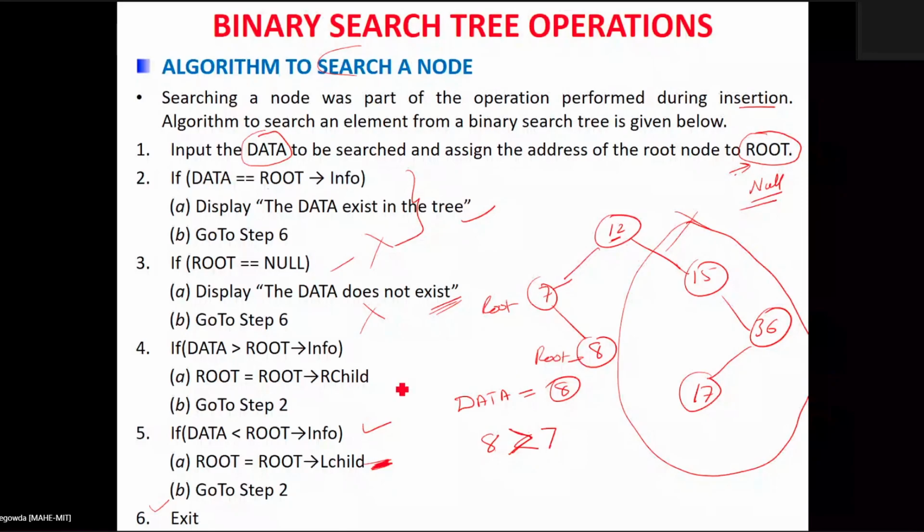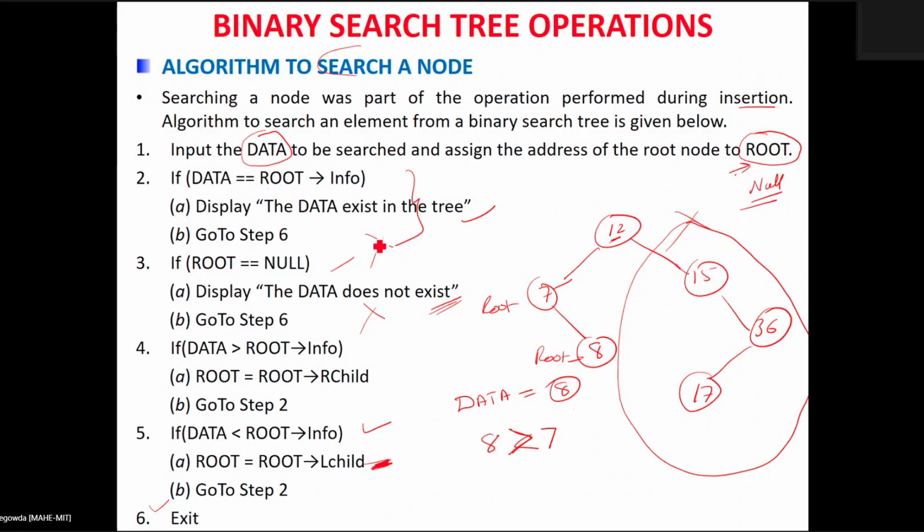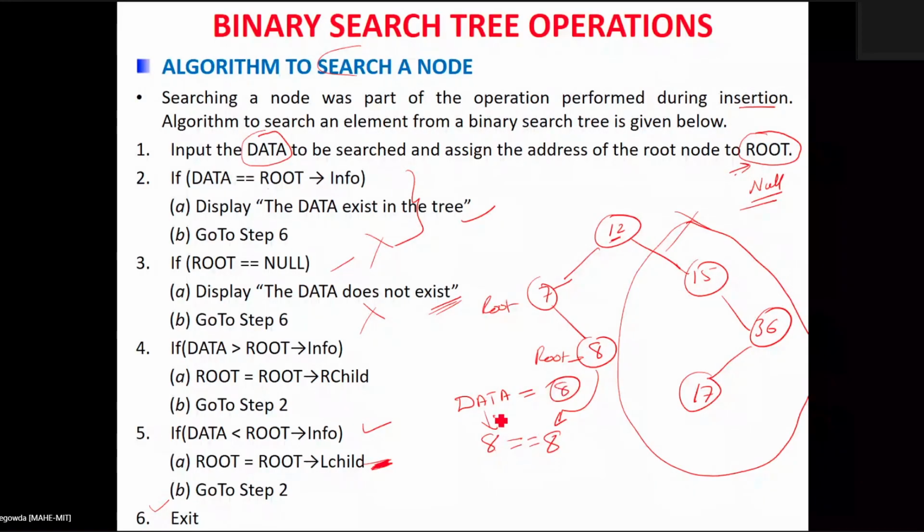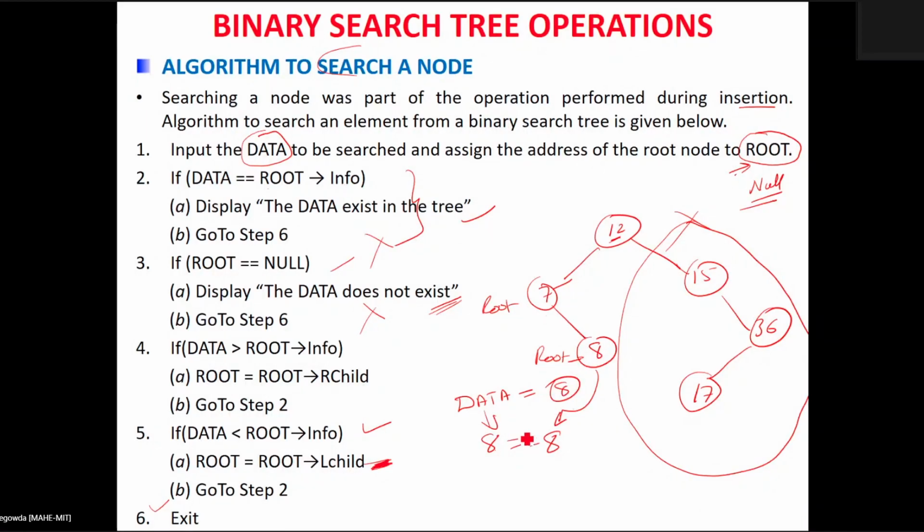When the root is pointing to this, again you go to step 2: data is equal to root points to info. Yes, you compare the data with the value in the node, which is 8. Now both the values match. When both the values match, it is understood that the data to be searched exists in the tree. You display this value and come out. So this is how you find it.